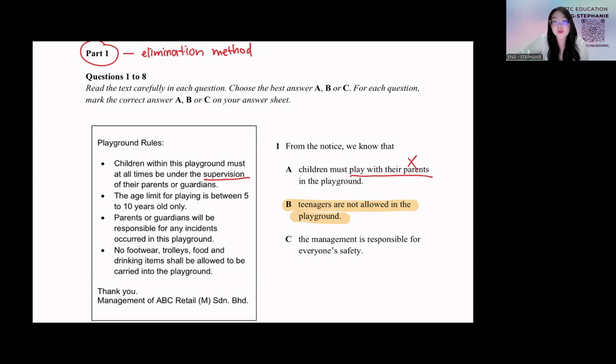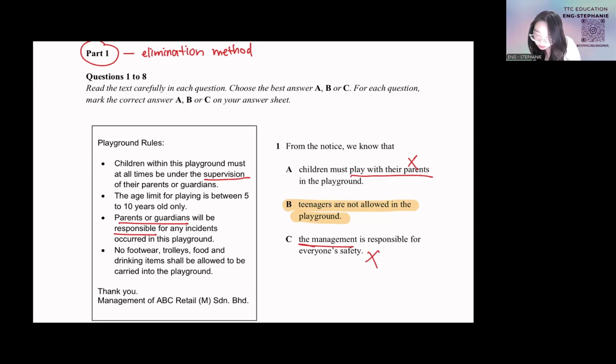Okay, C. The management is responsible for everyone's safety. The management is not responsible for everyone's safety. The safety part is for parents or guardians to be responsible. You get what I mean? So this one is wrong. This is what you need to do. Trust your instinct. That's the first part. Now let's move on to your part two.